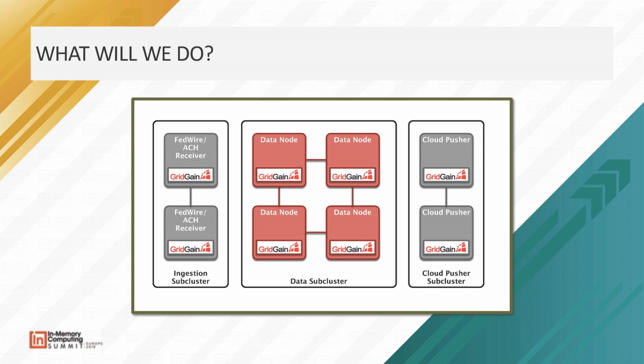So the most obvious thing that I can think that we could do here would be to set up FedWire ACH receiver nodes in a special ingestion subcluster that is then separated from our data subcluster, and we separate that further from the cloud pusher subcluster. So requests come in, they are ETL'd here, and then the actual process of migrating this ETL data into the data node is a simple put, right? It's a virtually instantaneous cluster operation.